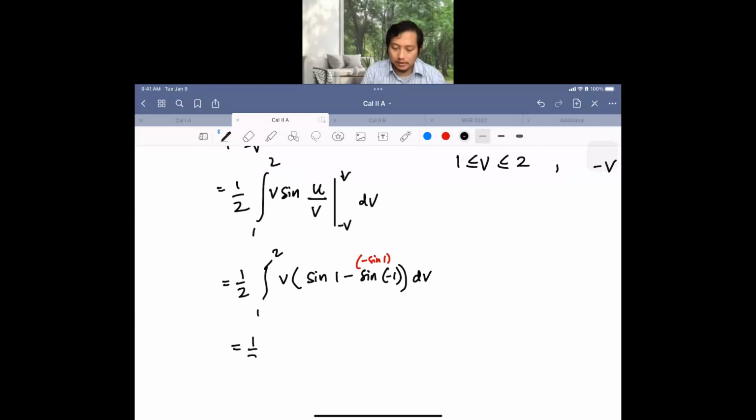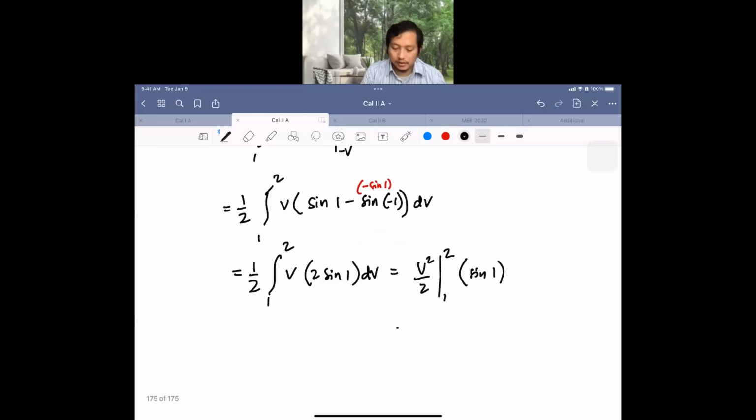So we have the integral from 1 to 2 of 2v sine 1 dv, and this will be v squared over 2 times sine 1. Okay, and this will be 4 minus 1 is 3, over 2. So 3 over 2 sine 1.